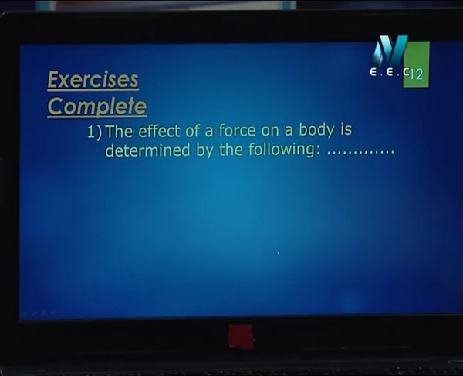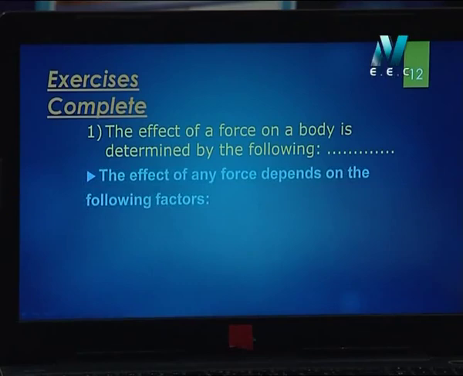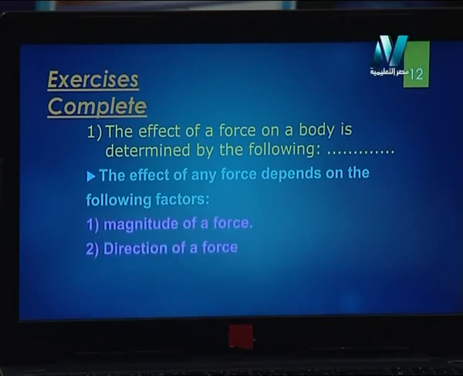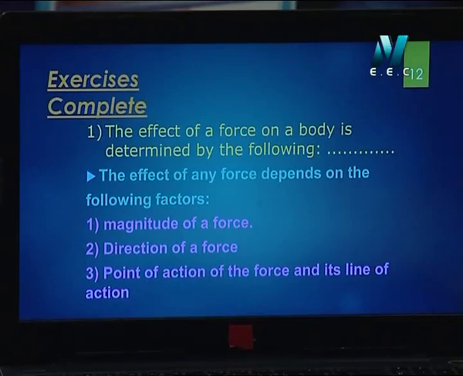The effect of a force on a body is defined by the following. What is the following? He asks you, the effect of a force on a body is determined by the following. The effect of the force, we have defined it. Yes, the effect of any force depends on the following factors. The first factor is the magnitude of the force. The second factor is the direction of the force. And the third one is the point of action of the force and its line of action.